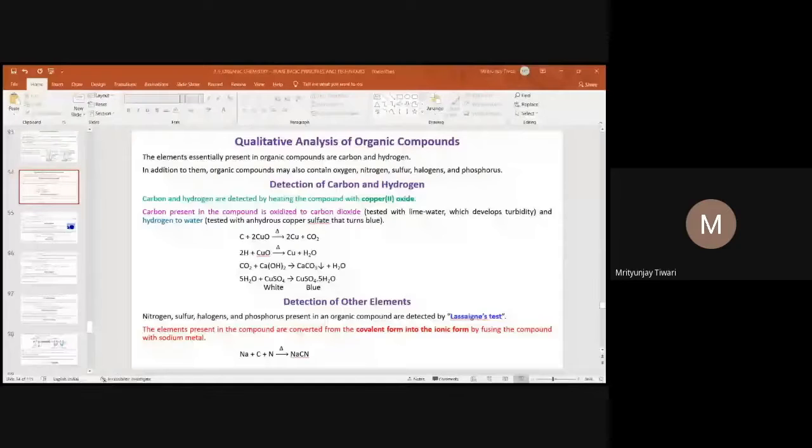The only issue is if there are isotopes, formation of isotopes of that compound. In that case we also do certain analysis and we confirm the exact structure of a given compound. So for carbon and hydrogen, quantitative analysis of carbon and hydrogen we have already seen.